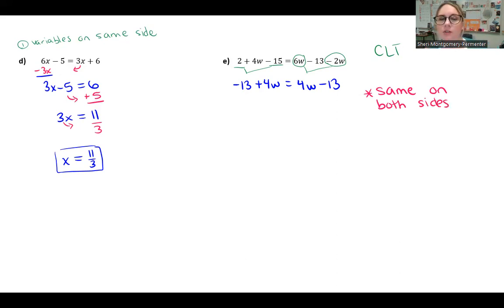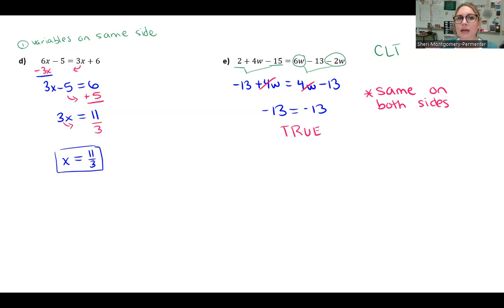I'll show you this too. Here's what we could do. See how there's the W? What if we got W on just one side? It doesn't really matter. It's the same value, so it doesn't matter which one you subtract. If I subtract 4, what's 4 minus 4? 0. Anything minus itself is 0. So what I end up with is -13 equals -13. Is that true? That's true, right? Is -13 equal to -13? Yes, it is true.